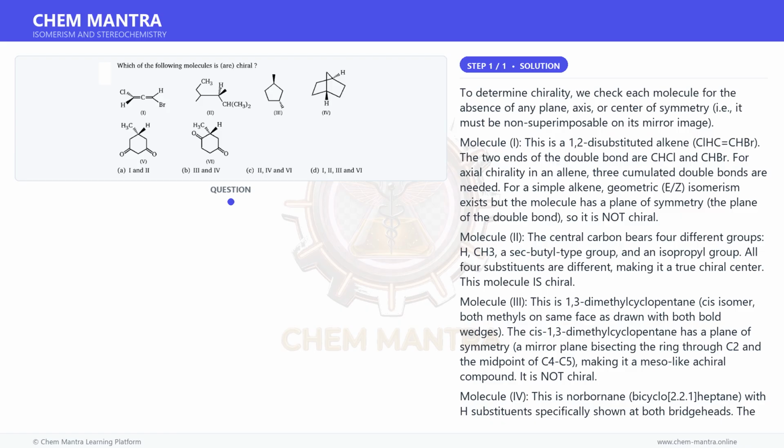Molecule 3. This is 1,3-dimethylcyclopentane, cis isomer, both methyls on the same face as drawn with both bold wedges. The cis 1,3-dimethylcyclopentane has a plane of symmetry, a mirror plane bisecting the ring through C2 and the midpoint of C4, C5, making it a meso-like achiral compound. It is not chiral.